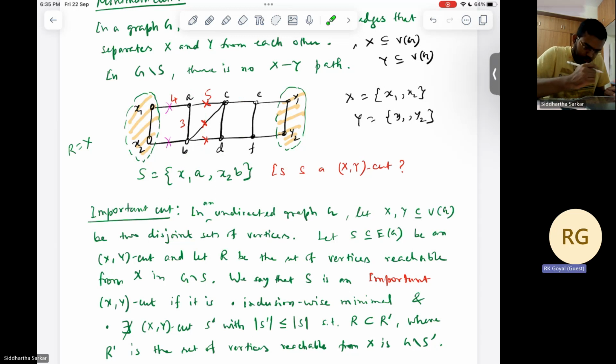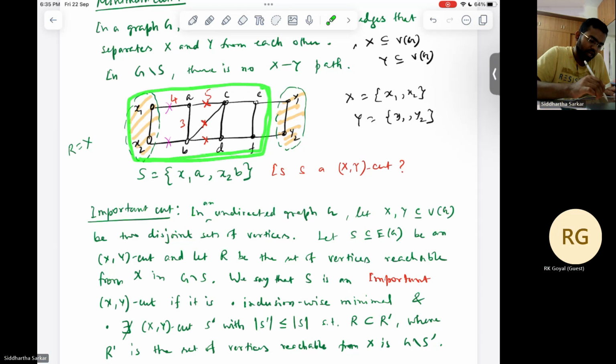Yes, I can. Rather, I can remove this EX1 and then EX2 here, so at least my X will get expanded. These two, EY1 and EY2, right? So consider this set of vertices as R dash.